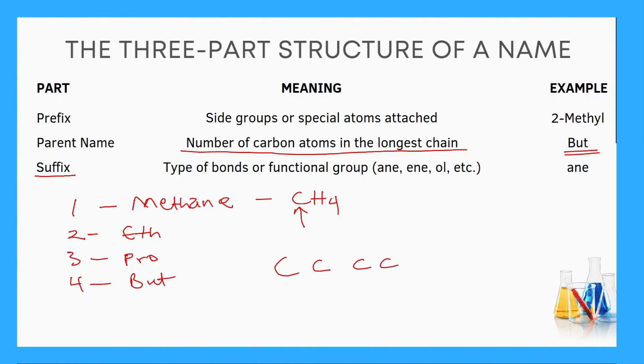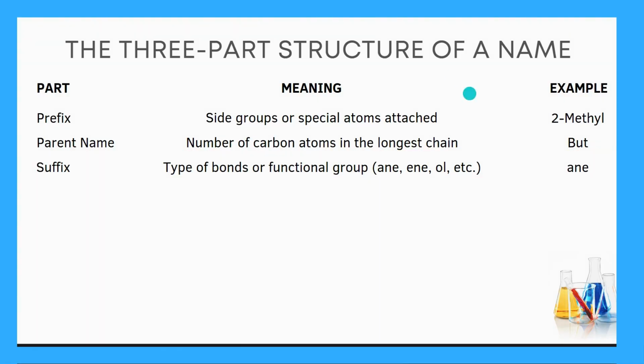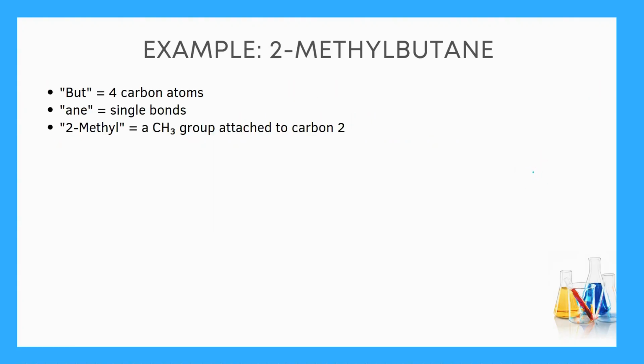The suffix simply talks about the type of bonds or functional group that are present, whether it is an alkane, which is identified by an ANE name, whether it is an alkene, whether it is an alcohol, and so forth and so on. We're going to be talking about that in detail, step by step. That brings us to this example.